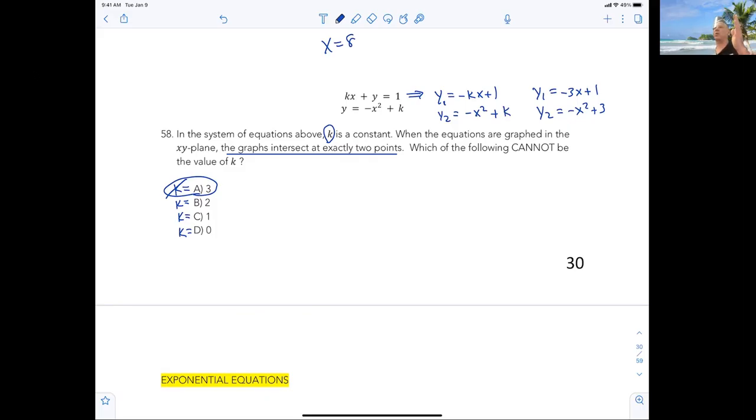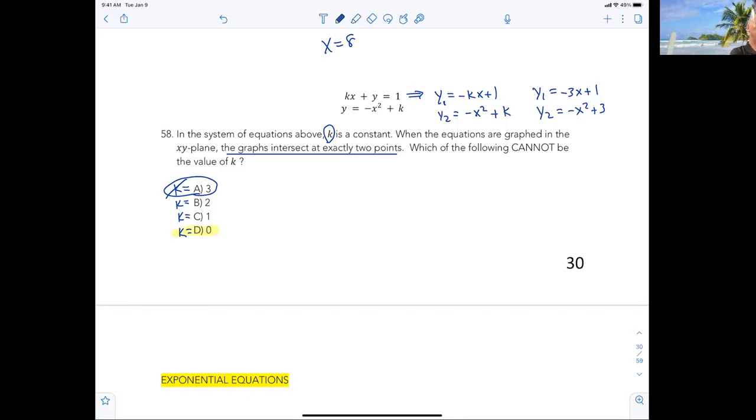And then as you go through, you will easily be able to tell what the final answer was, actually. I think it was D, wasn't it? Why is it that it says when they're graphed, they're exactly 2 points, so which of the following cannot be K? Like, why?